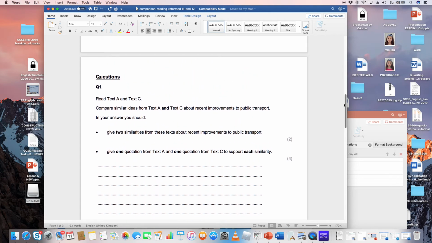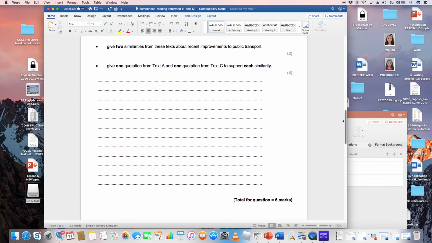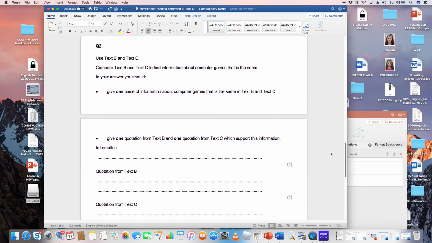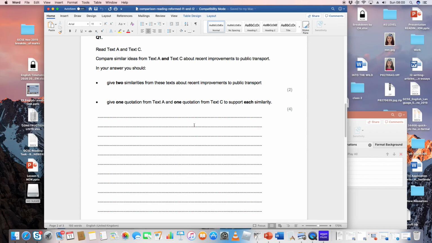Like I said, have a go at both, because even though they're different levels, it's basically the same skill. The only difference is maybe in how it is organised. In level 1, it's a lot more straightforward: just give a quotation from each one. Whereas level 2 is not so structured. So what I would say for level 2 is do one similarity and then one quotation each, and then the second similarity and one quotation each. That way you will keep your answers nice and structured and straightforward.